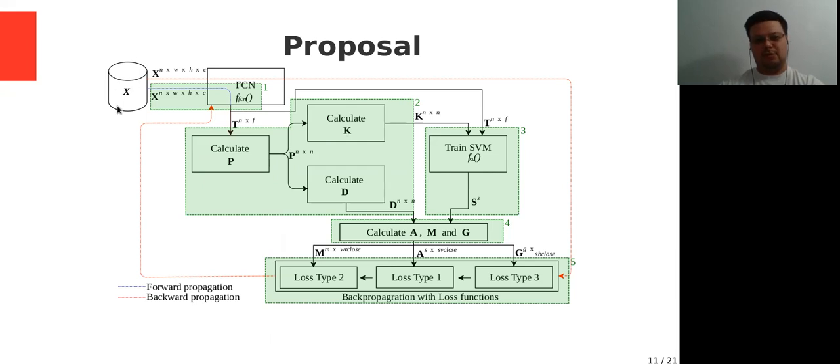So we take the input training set and provide it to an FCN. It returns a matrix with the feature vectors of all the instances, so it's n by f. It's already reduced, so it's not that huge in memory. We calculate p. That p is used in these two parts here to calculate the kernel and the distance matrix.